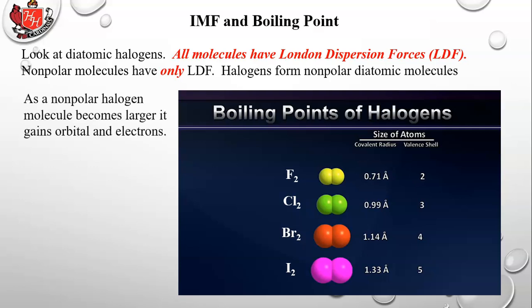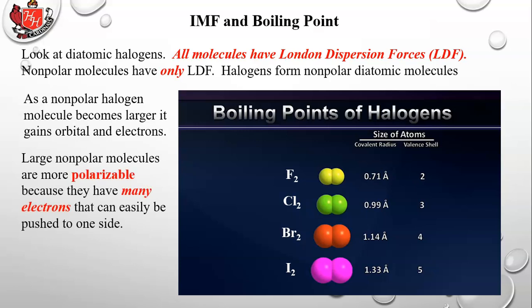As a nonpolar halogen molecule becomes larger, it gains orbitals and electrons. Large nonpolar molecules are more polarizable because they have many electrons that can easily be pushed to one side. So the more electrons an atom or a molecule has, the more they can be pushed to one side by a whole lot of electrons from another molecule. And so that's said to be polarizable, that temporary polarity that London dispersion forces give to a molecule.